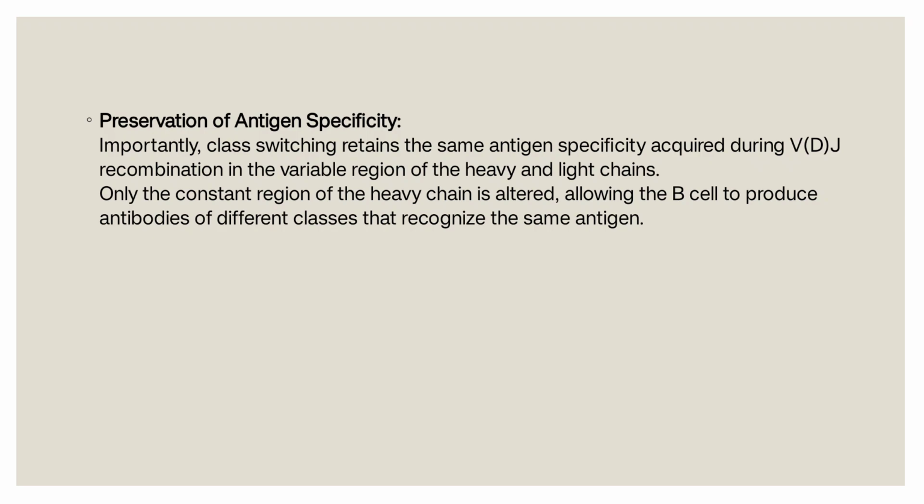Preservation of antigen specificity. Importantly, class switching retains the same antigen specificity acquired during VDJ recombination in the variable region of the heavy and the light chain. Only the constant region of the heavy chain is altered, allowing the B cell to produce antibodies of different classes that recognize the same antigen.